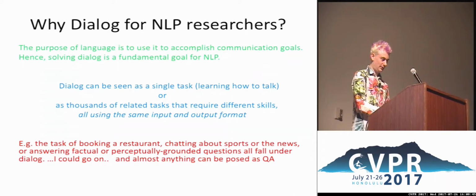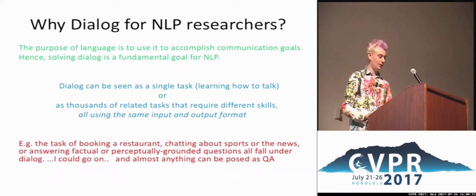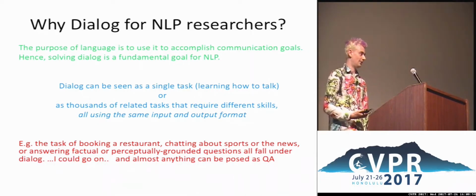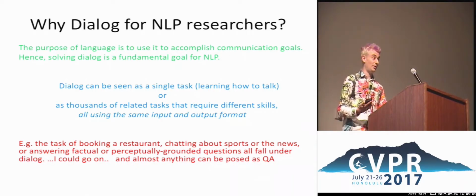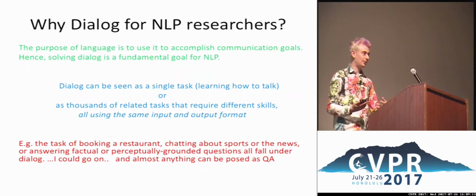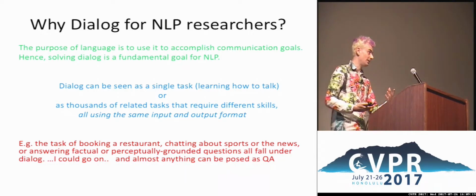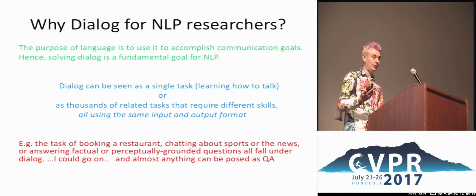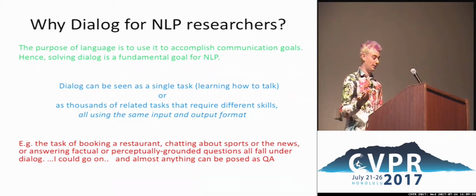So I actually haven't worked on visual QA at all. I've worked on a lot of QA and dialogue, and so I guess I'm here to just link it to that a bit. So why dialogue for NLP researchers? NLP researchers actually spent a lot of time over the last 20 years or so not doing dialogue, but doing things like parsing, chunking, and semantic role labeling, many tasks that are kind of on the way to dialogue maybe. But dialogue is the fundamental thing, you could think. Language is about achieving communication goals. So that's why it should be interesting for them.